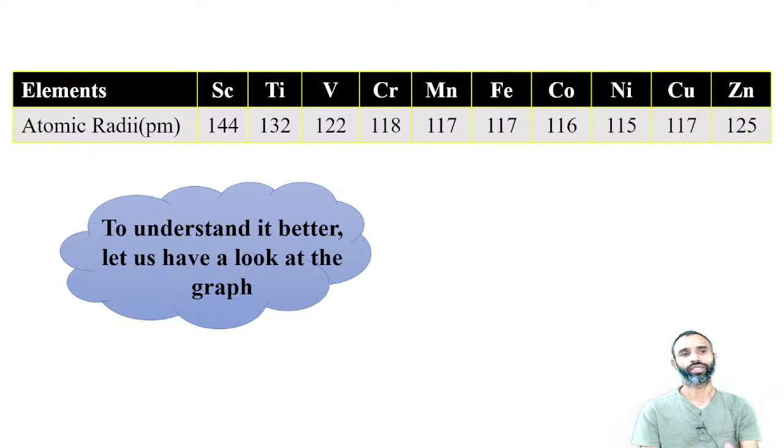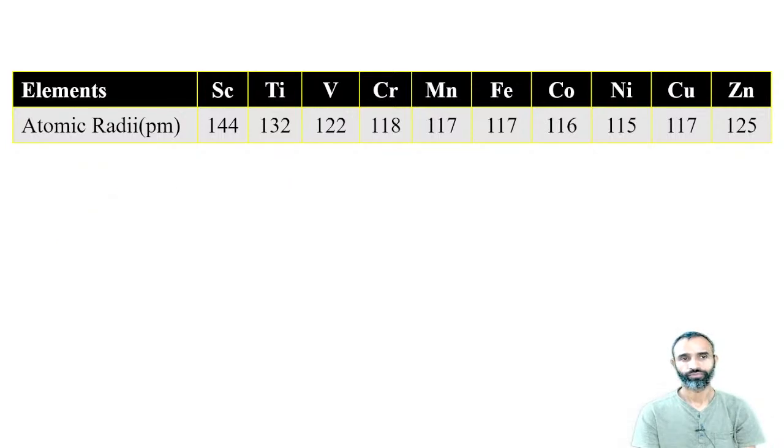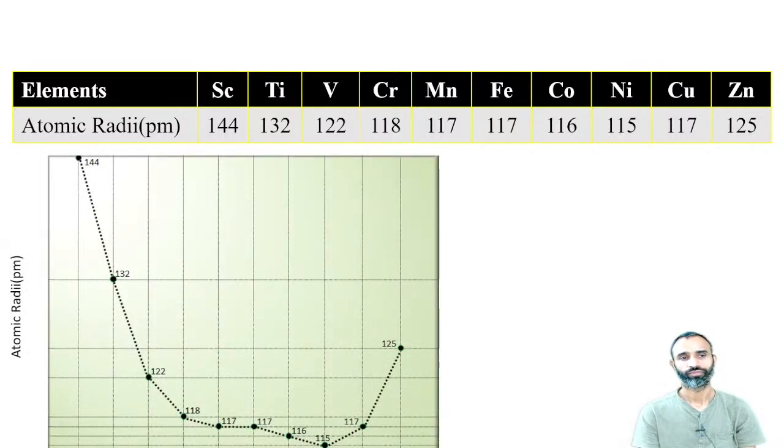So see, in the case of 3D series, first atomic size decreases, and iron, cobalt, nickel, copper have almost the same size, even chromium, and at the end it increases. Yes, sir. So this is the scenario.